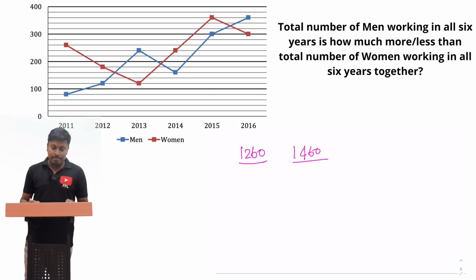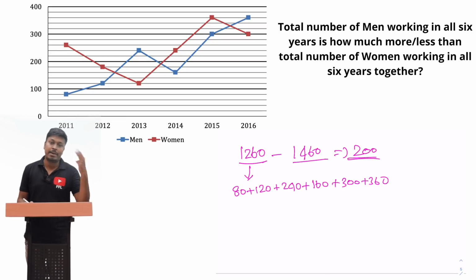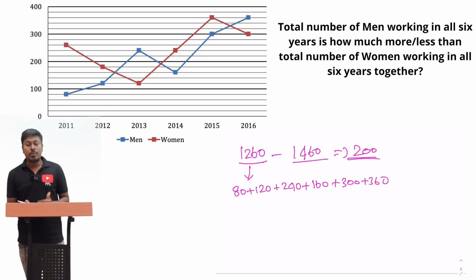In case you are not able to do that, just write all the values, right? 80, 120, 240, 160, 300 and 360. If you add this, you will get the same answer. Got it? So now we need to find the difference. Men is 1260, women is 1460. Then what is the difference here? The difference will be 200. Men will be 200 less when compared to women.